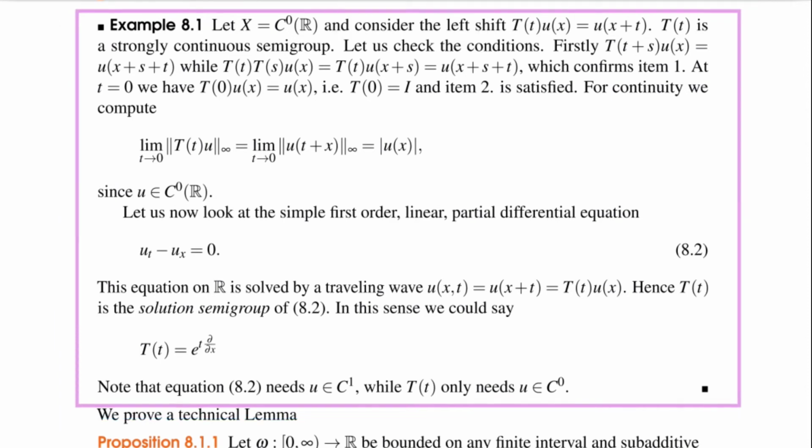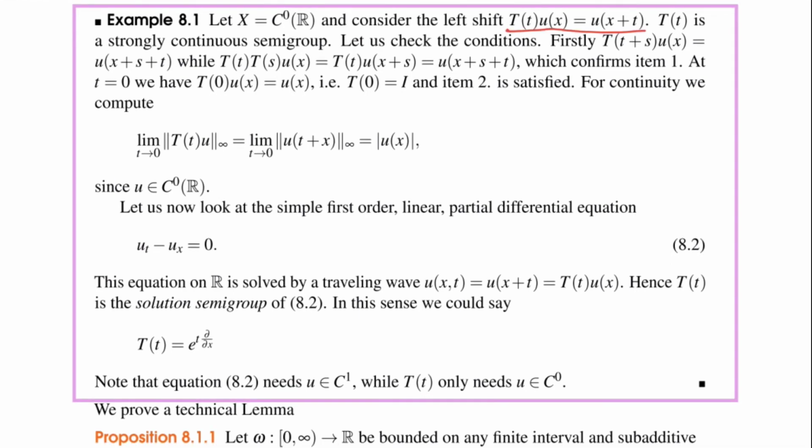So we look at continuous functions on R and consider the left shift. T(t) applied to a function u of x is just u of x plus t. So it's evaluating the function a little bit more to the right, so in the end it is the left shift of the function. T is a strongly continuous semigroup, so let's check the conditions.